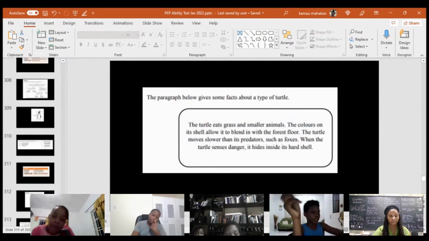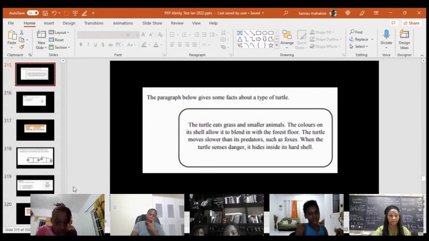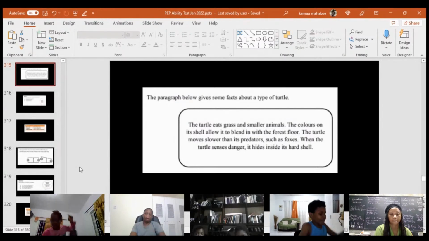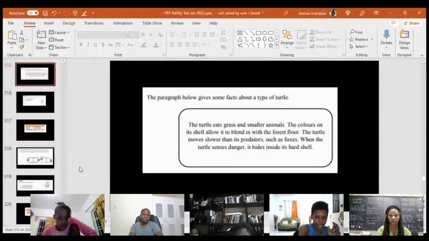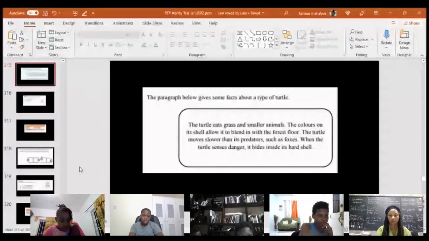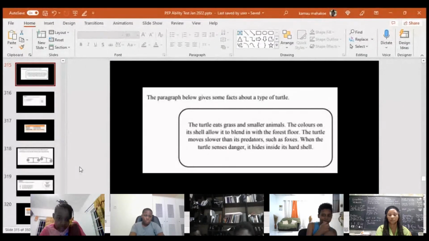The paragraph below gives some facts about a type of turtle. The turtle eats grass and smaller animals. The colors on its shell allow it to blend in with the forest floor. The turtle moves slower than its predators, such as foxes. When the turtle senses danger, it hides inside its hard shell.